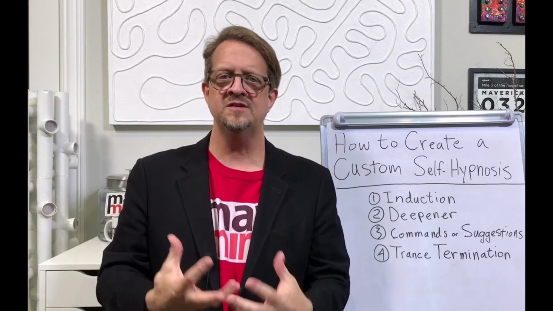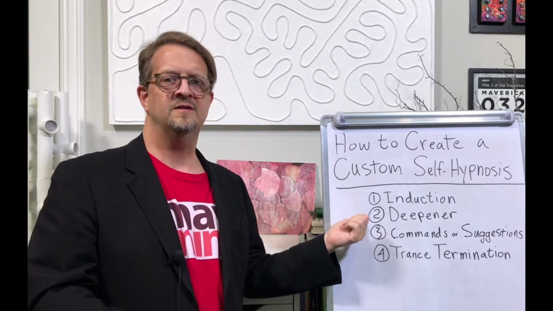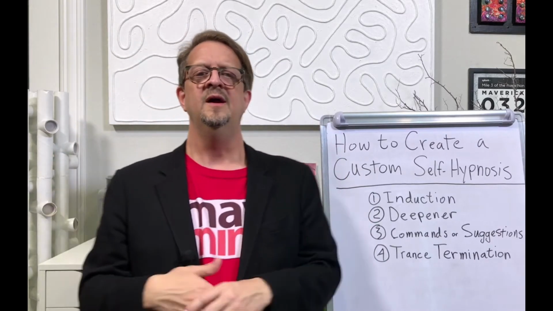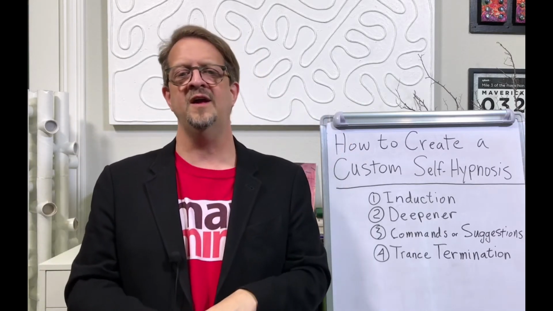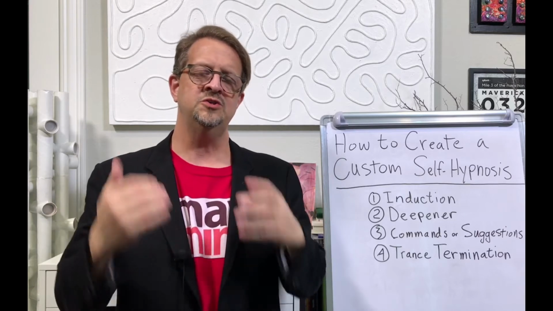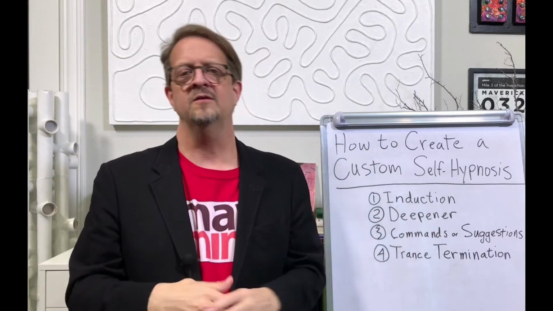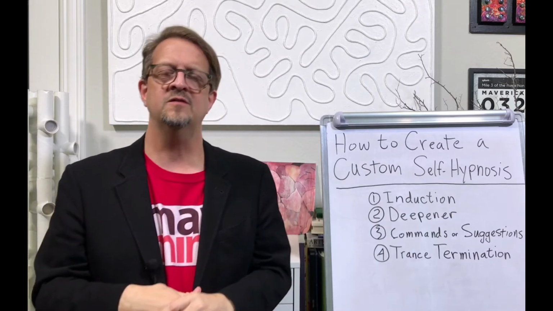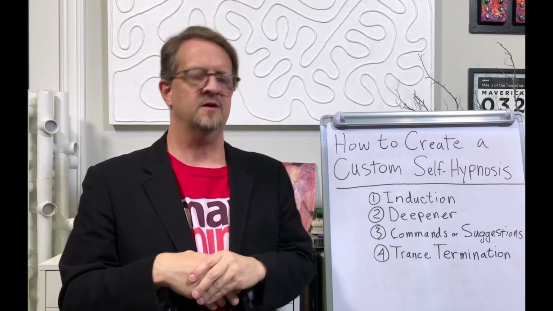Now, once you've induced that successfully and you've got yourself into that hypnotic state, you want to do the next step, which is the deepener. A deepener is a method to put yourself even deeper into the trance that you've already induced. So once you've induced the trance, you want to go deeper, and you want to make sure it really locks your subconscious into that state, so you're ready for step 3, which is the commands and the suggestions, which I'll talk about in a minute.